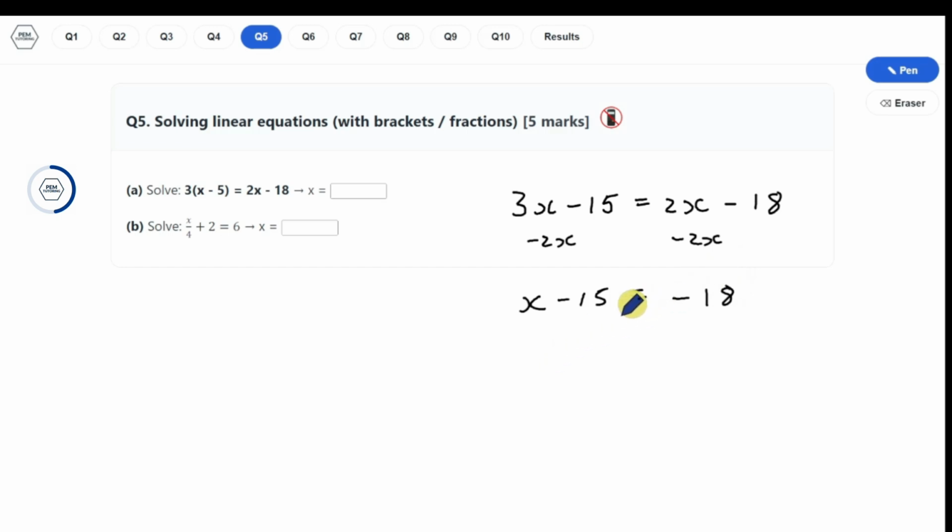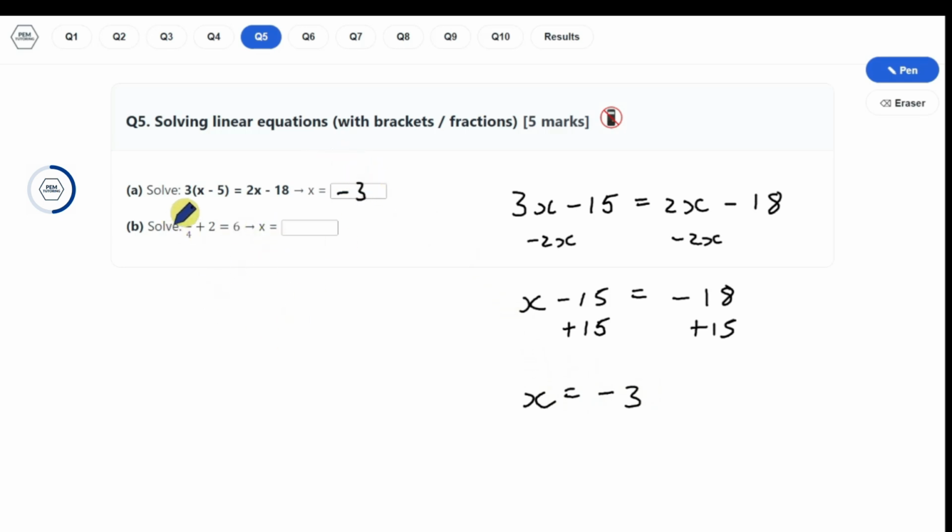Okay, so now I add 15 because I want to get rid of this term, so I add 15 to make that 0. So add 15 to that side and that side as well. So I end up with x equals, so minus 18 plus 15, that is going to be minus 3. So x equals minus 3, so x here is minus 3.